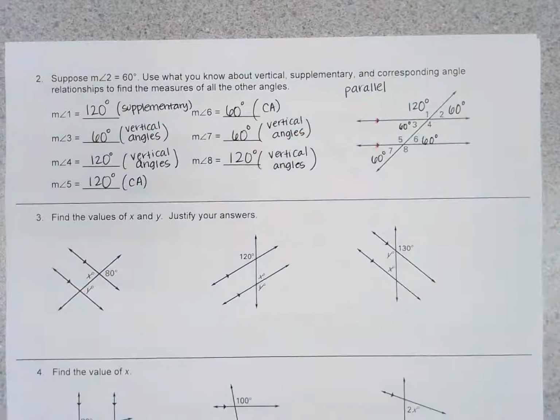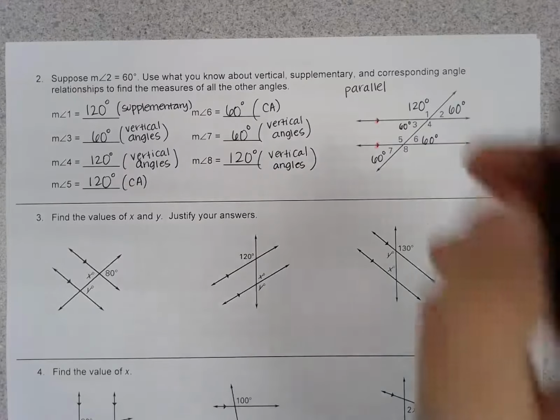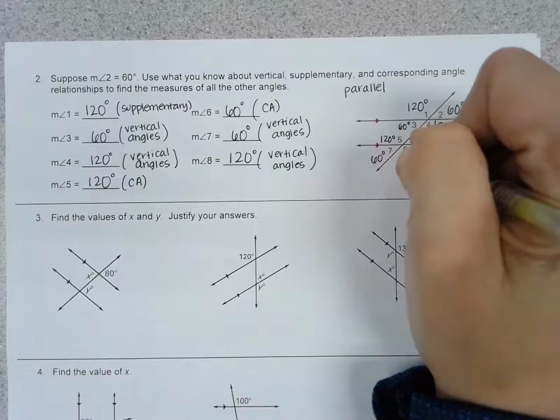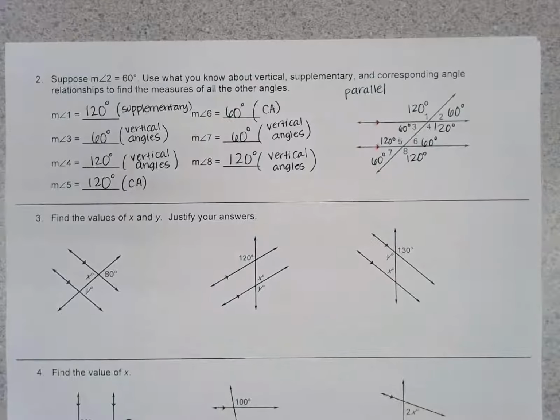So just remember that if they want you to give a reason, there's lots of different reasons you can give. If you know that the 2 lines are parallel, then you're only working with 2 numbers the whole way around the picture. So it's either going to be the one number or the other number, and those 2 numbers will always be supplementary with each other. So that's something else to keep in mind.